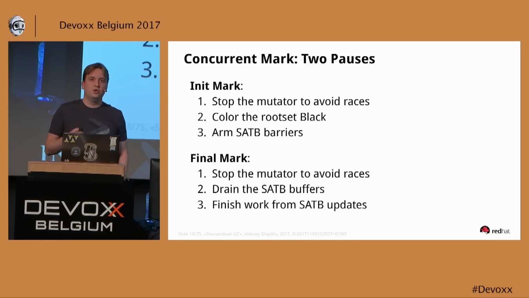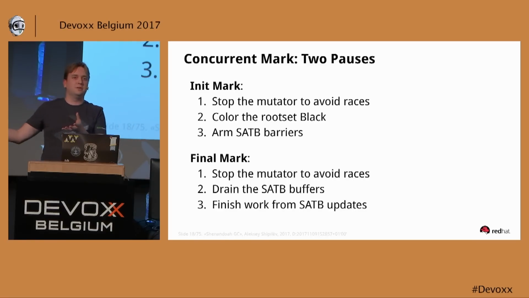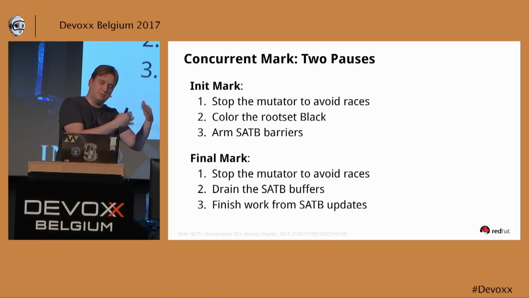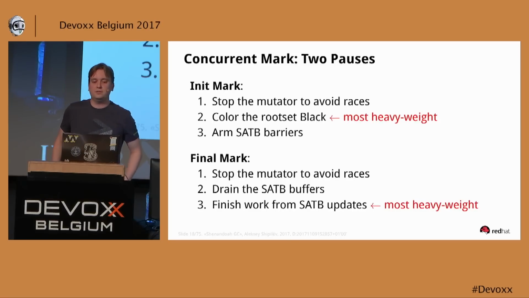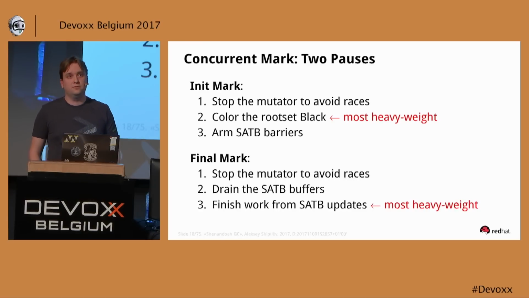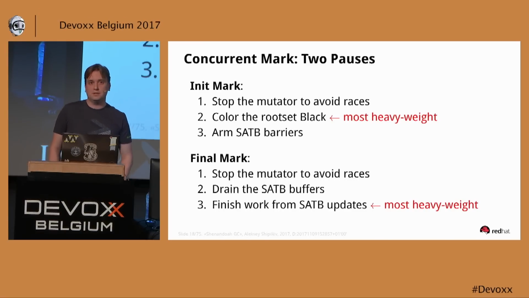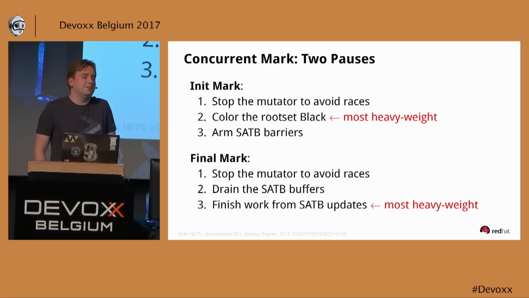For the final mark, you want to drain those SATB buffers now, because threads might have lingering buffers there, and finish work from that, because you might have white objects in those SATB buffers that you have to process. And so these two things are the most heavyweight parts in the pause. If you look at that, you will realize that the pauses are not actually dependent on the heap size. Rather, they are mostly dependent on the root set size and how active the application is, even though it's rarely a problem.